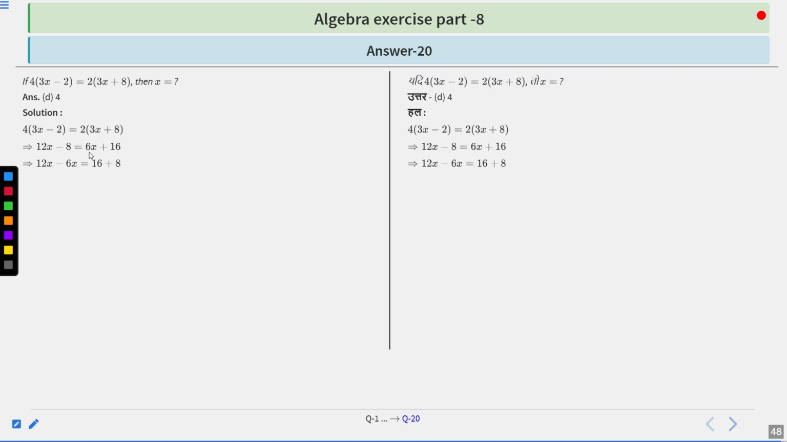So 12x minus 6x is equal to 16. Minus 8 when it goes to that side will become plus 8. So 12x minus 6x is 6x and 16 plus 8 is 24. Therefore 6x is equal to 24. And if 6x is equal to 24, then x becomes equal to 24 upon 6, that is 4. So option number D is the correct answer. Option number D.